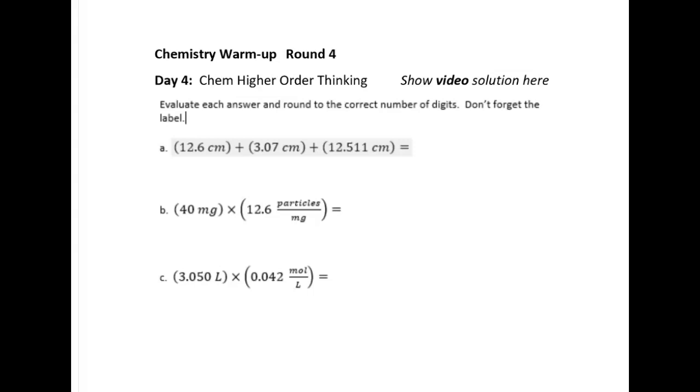Here are the answers for the day 4 BOERC. Evaluate each answer and round to the correct number of digits. Don't forget to include the label with your answer. Question A is an adding problem. 3 measurements are added together.